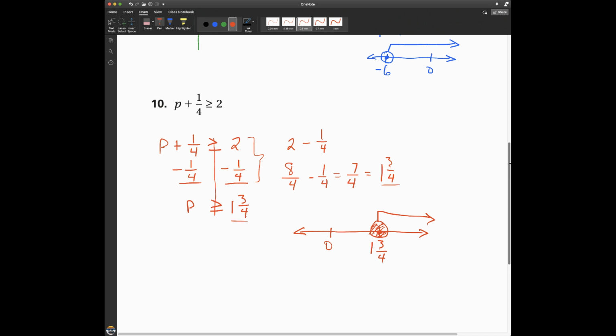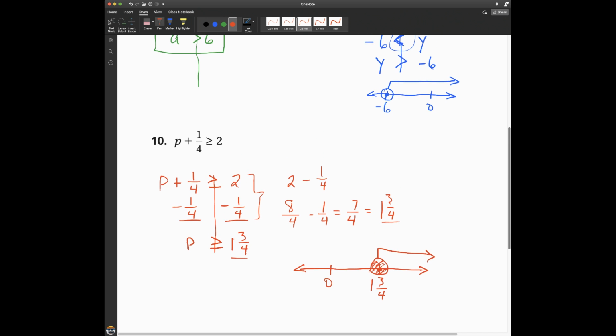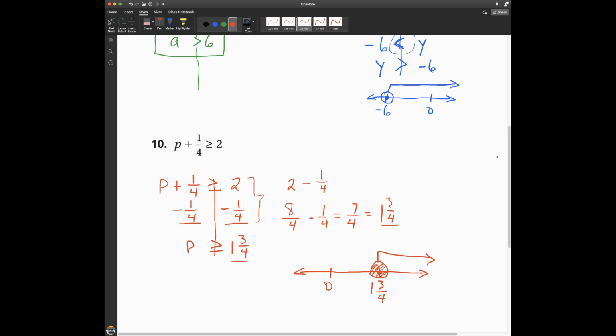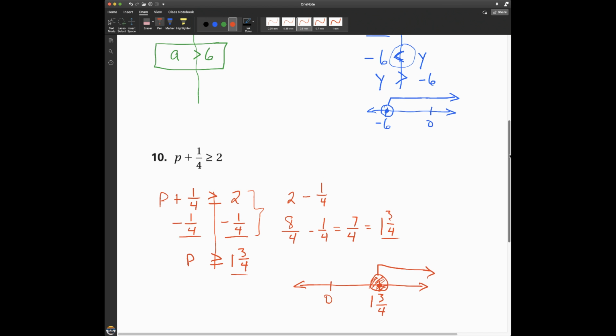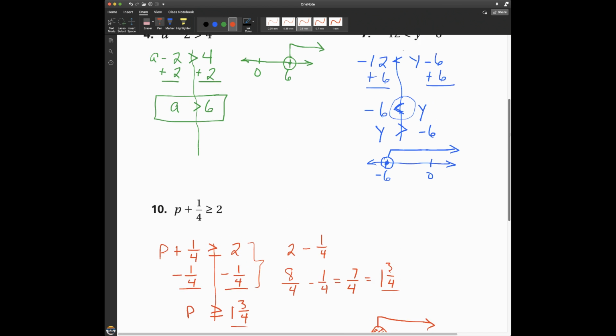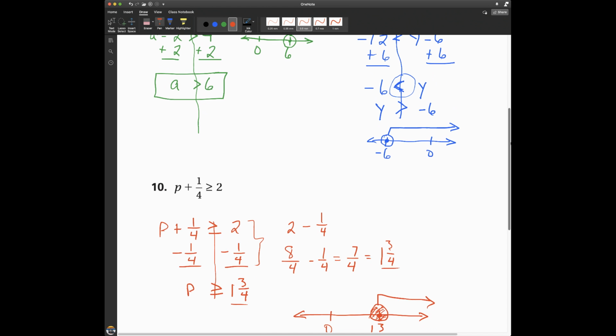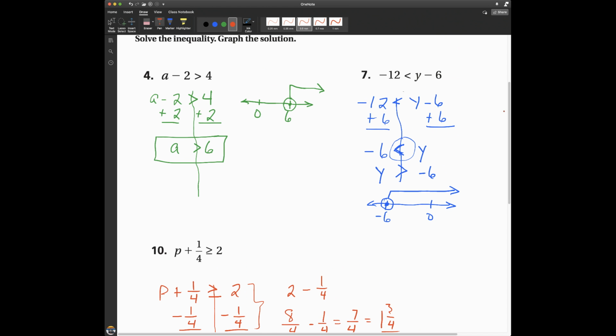Okay, so that's all you have to do for these inequalities. These are one-step inequalities. We're using the addition and subtraction properties of inequality to get our answers, and hopefully that was helpful.